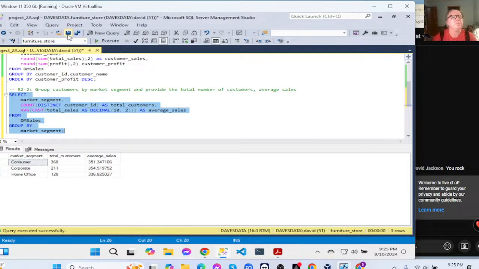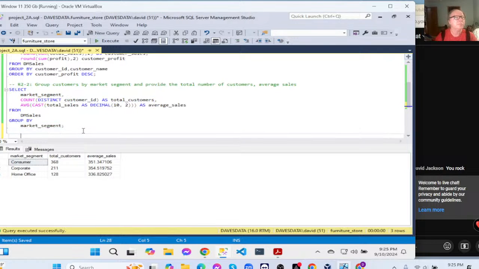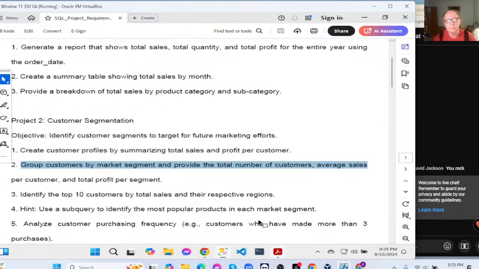Okay, so consumers has the most customers, followed by corporate and home office. Average sales, corporate has a slight lead in average sales, okay? What's our next question?